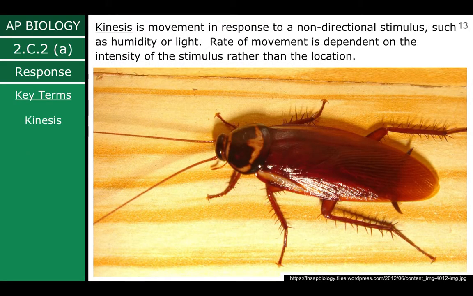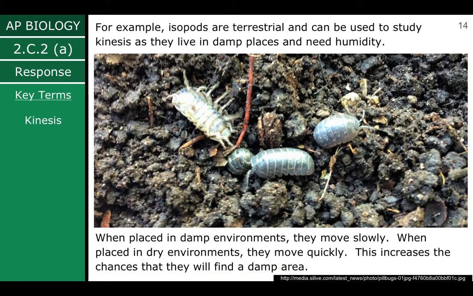Kinesis is the movement in response to a non-directional stimulus, such as humidity or light. Rate of movement is dependent on the intensity of the stimulus rather than location. So for example, isopods are terrestrial and can be used to study kinesis as they live in damp places and need humidity. You may have done a lab about this before, and we'll do a lab that sort of involves this at the end of the year. And you can actually incorporate this idea into your lab if you wish. So when placed in damp environments, they'll move slowly. But when they're placed in dry environments, they move much quicker to increase the chances that they'll find a damp area because they obviously prefer that.